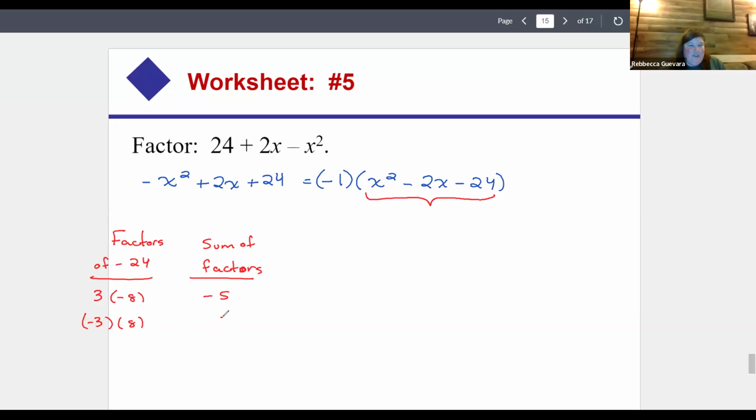So you can kind of reason your way through this a little bit. So -3 and 8, the sum of those is going to be a +2. If we do -4 and 6, those sum to a +2. If I do +4, -6, that sums to -2. So those would be my two factors.